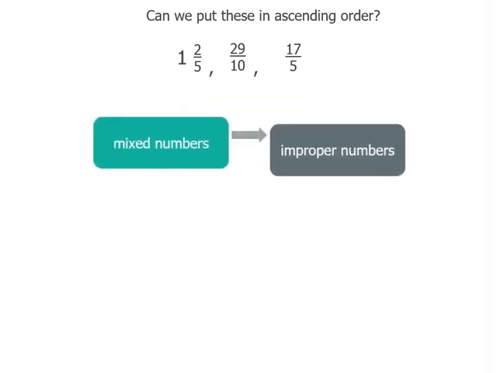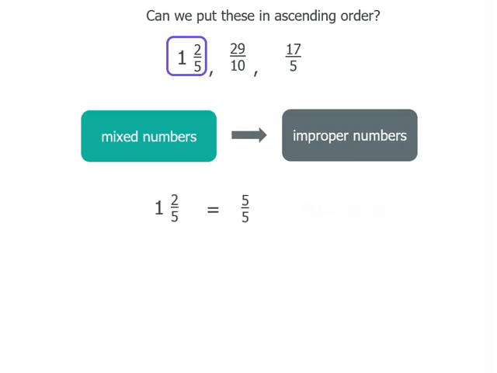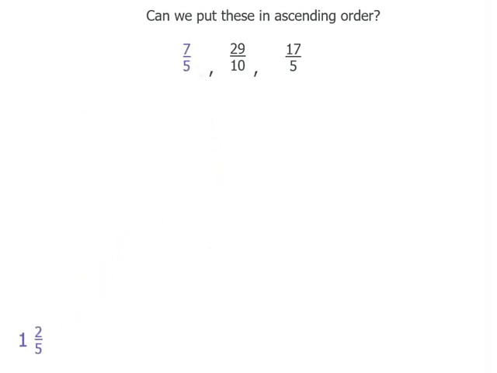So let's change any mixed numbers to improper numbers. We've only got one. 1 2/5 is the same as 5/5 and 2/5. So that's 7/5. So we're going to rewrite that as 7/5, and we'll keep our original fraction down the bottom, and we'll leave the colour a little different so we can remember to switch it back later.